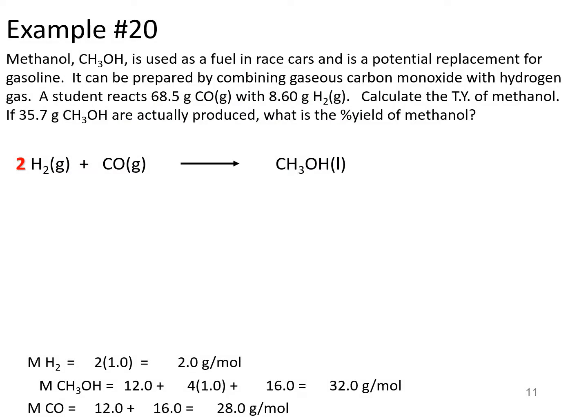Let's look here. It says methanol is used in race cars, right? And then it says a student reacts that much of CO with 8.6 grams of H2. Calculate the theoretical yield. So first of all, let's write down what we have. We have the mass of the CO, which is 68.5 grams. We have the mass of the H2, which is 8.60 grams. And we need to find the theoretical yield.